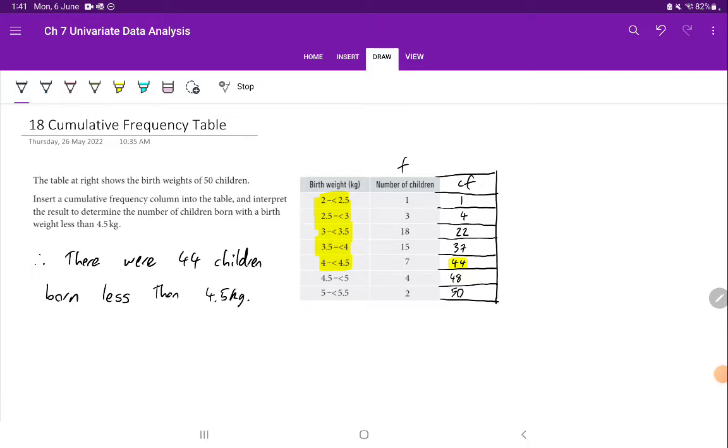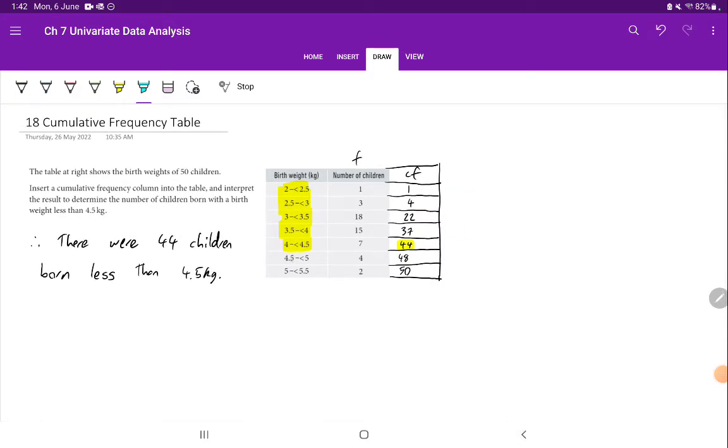Alrighty. Now, obviously, we could have just worked that out by using the frequencies, but sometimes we might not be given the frequencies. We might only ever be given the cumulative frequency. So let's think about the opposite of that. How many babies were born more than 4.5 kilograms? Well, we know the answer would be 6, but imagine we didn't know that. So if I wanted to do more than, well, since I know 44 were less than 4.5, well, 50 minus 44 gives me 6, which is what we thought it should have been.